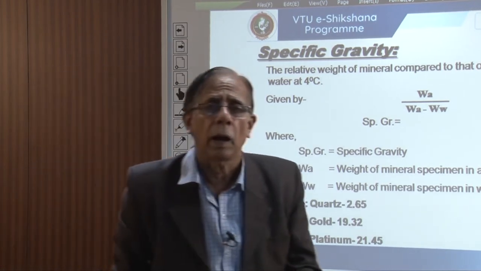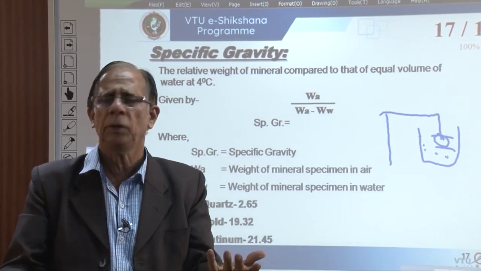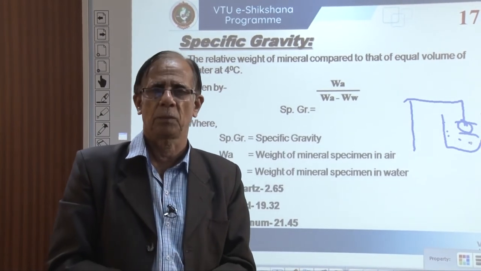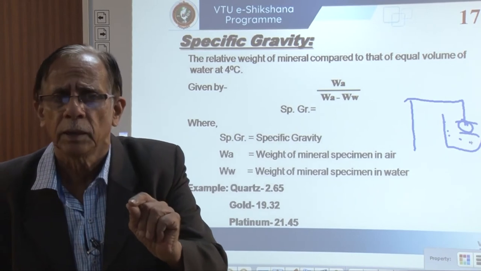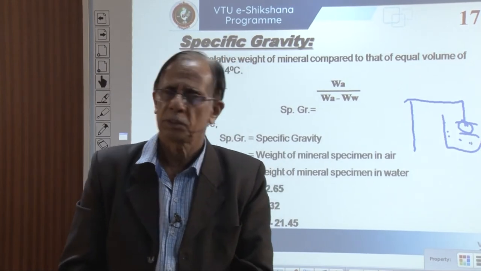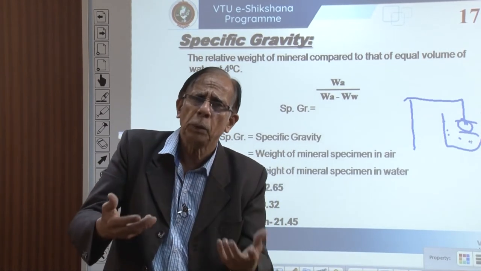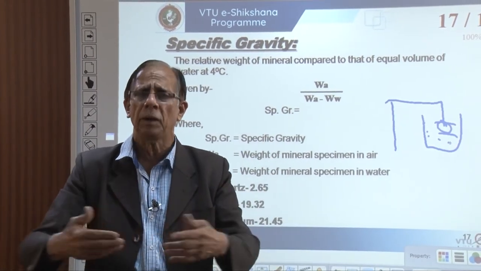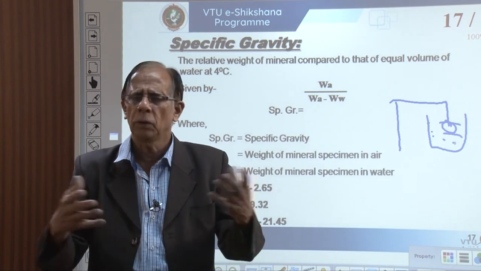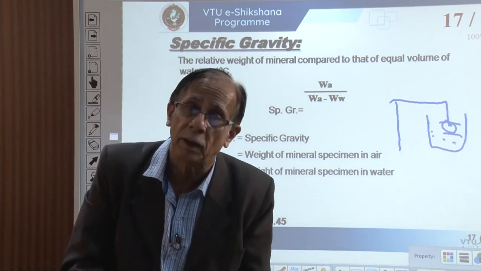In the laboratory, I need not try all these techniques. I just simply lift the mineral and feel, compared to its size, whether it is heavy or light. For example, barite is a mineral having specific gravity 4.5. A marble piece also, in all respects, looks like barite. Whether it's shining or its color, everything looks similar. Then how do I distinguish barite and marble?